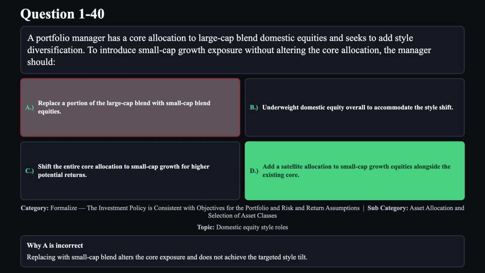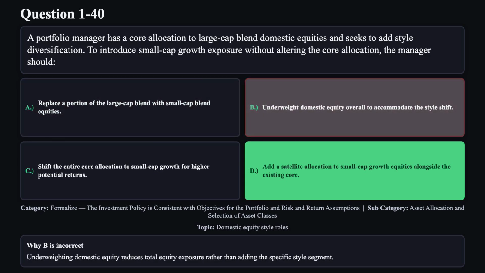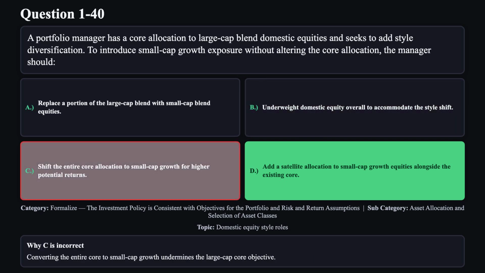Reason A is not correct. Replacing with small cap blend alters the core exposure and does not achieve the targeted style tilt. Reason B is not correct. Underweighting domestic equity reduces total equity exposure rather than adding the specific style segment. Reason C is not correct. Converting the entire core to small cap growth undermines the large cap core objective.